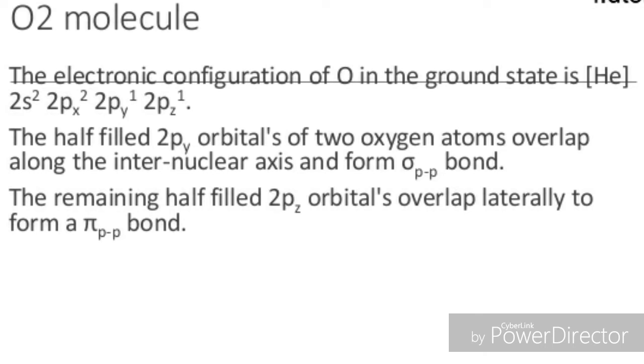Students, now let us see oxygen molecule. The electronic configuration of oxygen in the ground state is 1s2, 2s2, 2p4. The half-filled 2py orbitals of two oxygen atoms overlap along the internuclear axis and form a sigma bond. The remaining half-filled 2pz orbitals overlap laterally to form a pi bond.